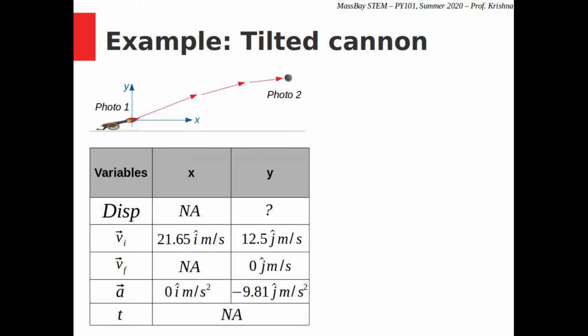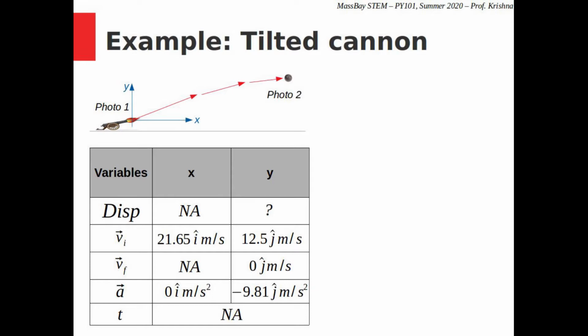Now we can start building our table of knowns. We now know the x component of velocity, 21.65 i hat meters per second, and the y component, 12.5 j hat meters per second. The accelerations are the same as in the last example, 0 in the x direction and negative 9.81 j hat meters per second squared in the y direction. Negative this time because we set upwards as positive.